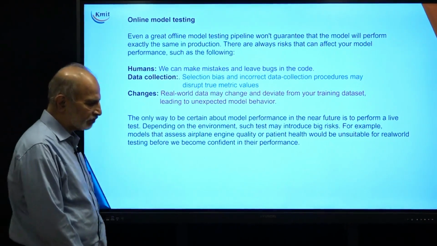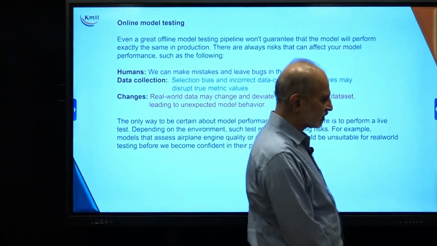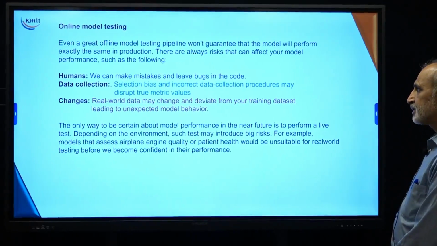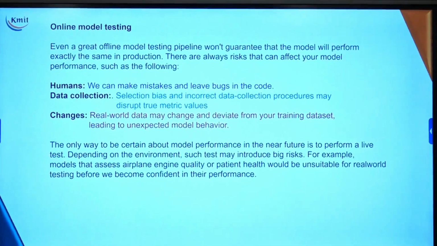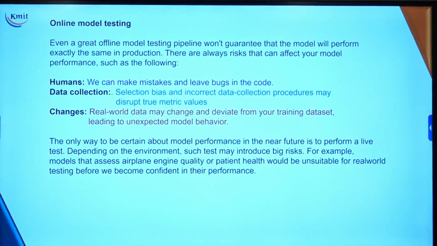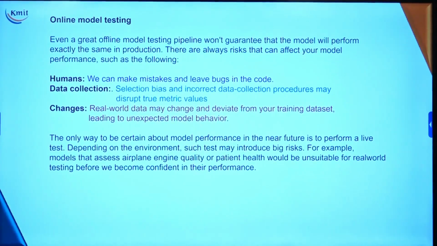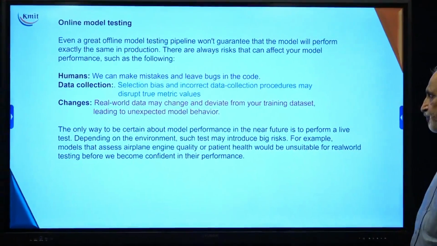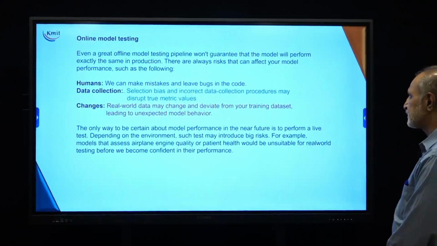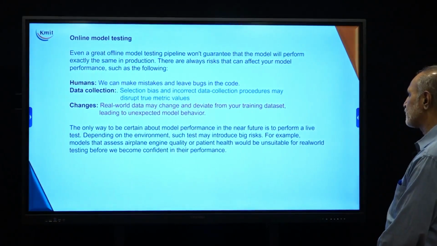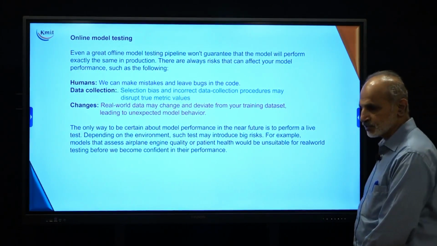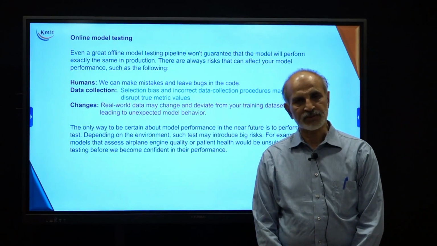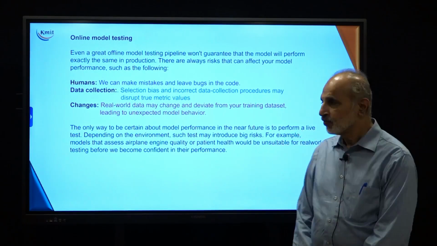Now, offline is where you test the model without it being employed, and then try to find out the accuracy. Whereas with online, even a good or a great offline model testing pipeline won't guarantee that the model will perform exactly as you have set it in the production system. So, what is the answer? The answer is there are always risks that can affect your model performance. So, your model may not be performing as per your expectation. What are the reasons?